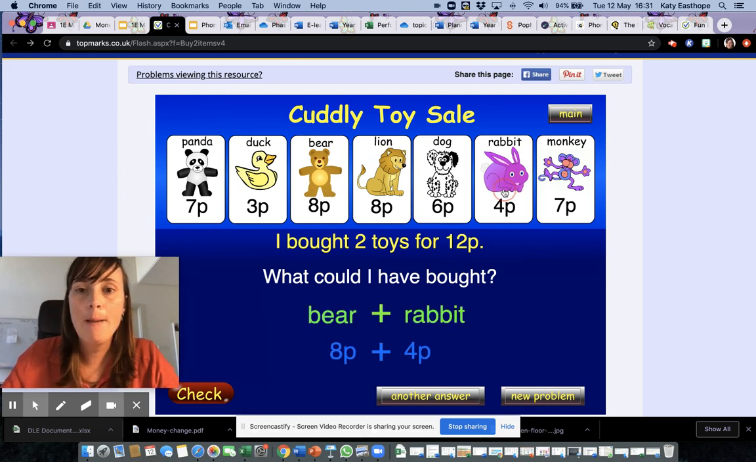But I could buy a bear and a rabbit. And that makes 12p. I could also buy a lion and a rabbit because the lion's the same, 8p.